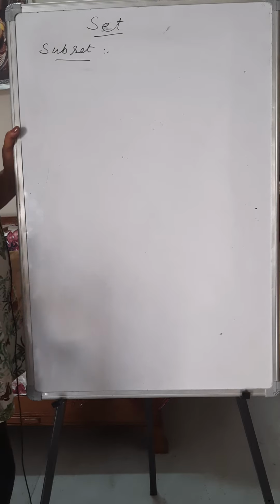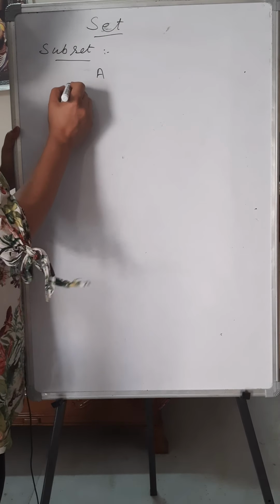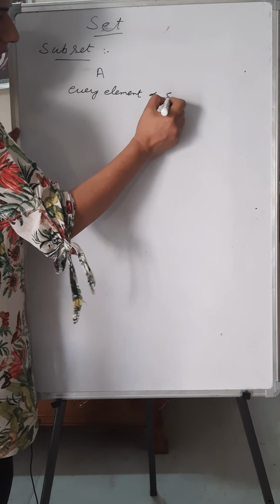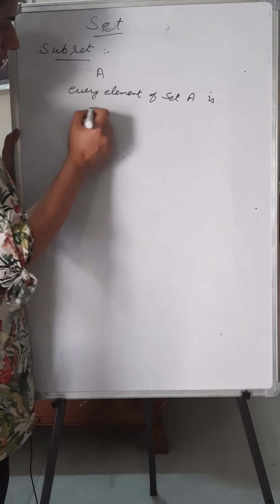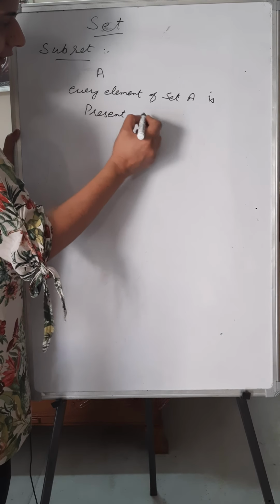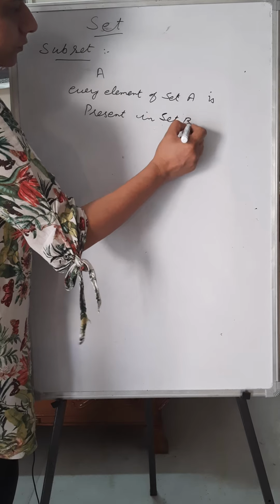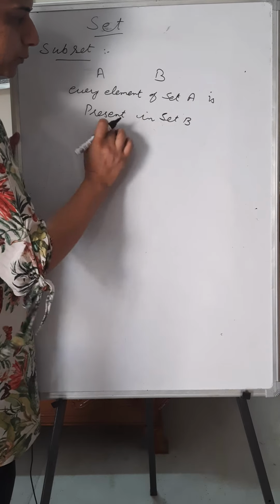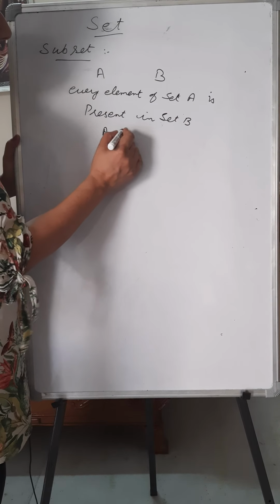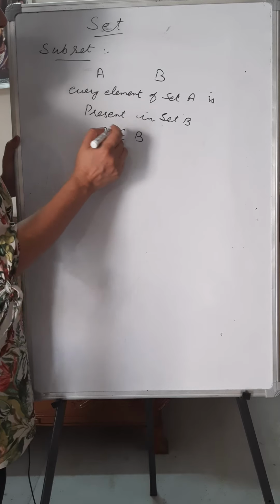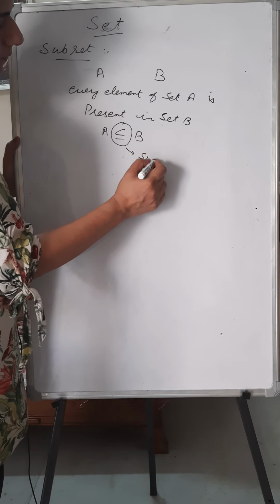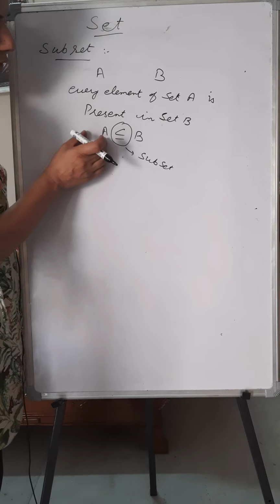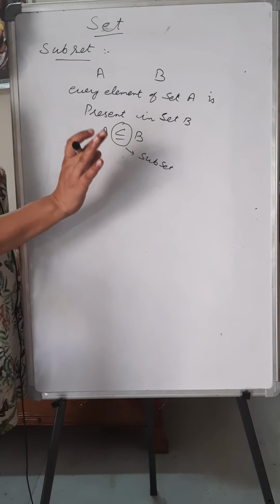What is a subset? If we are having two sets A and B, and every element of set A is present in set B, then we can say that A is a subset of B. This is the sign of subset. A is a subset of B because every element of A belongs to B.